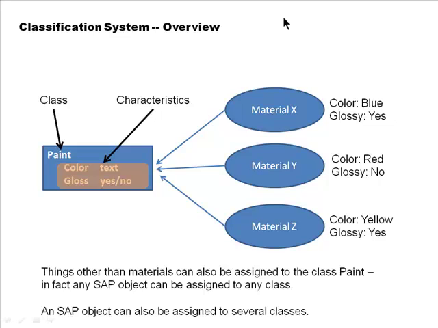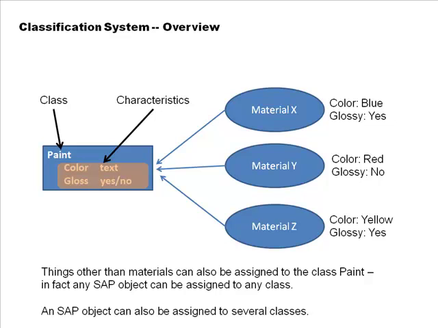Now once you've done that, when you go and search for a paint, you say, I want to search for a paint. That means any object that is connected to the paint class. And then you say, I want this color and I want it to be glossy or not glossy. And the system will search and bring out all the matching objects for you.